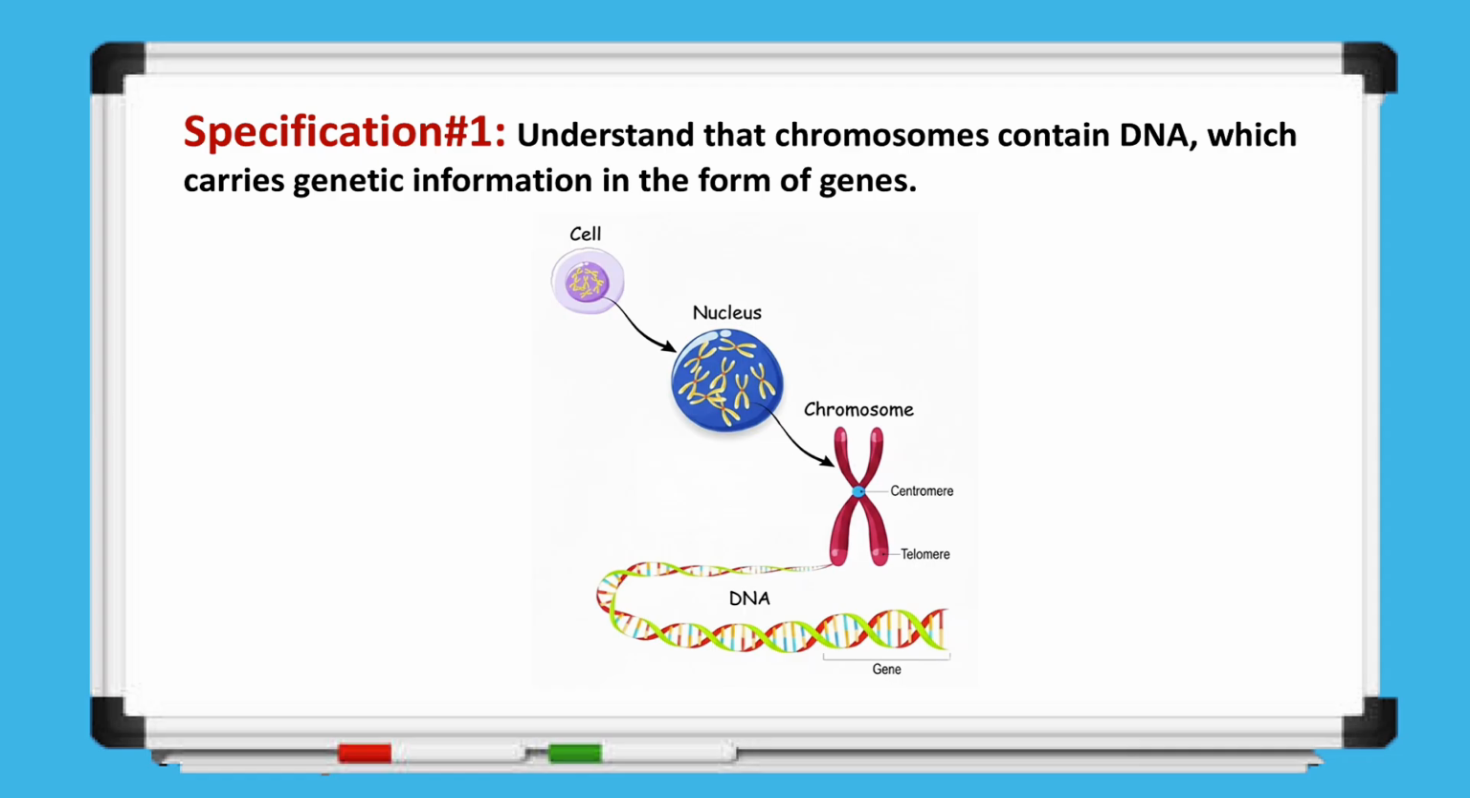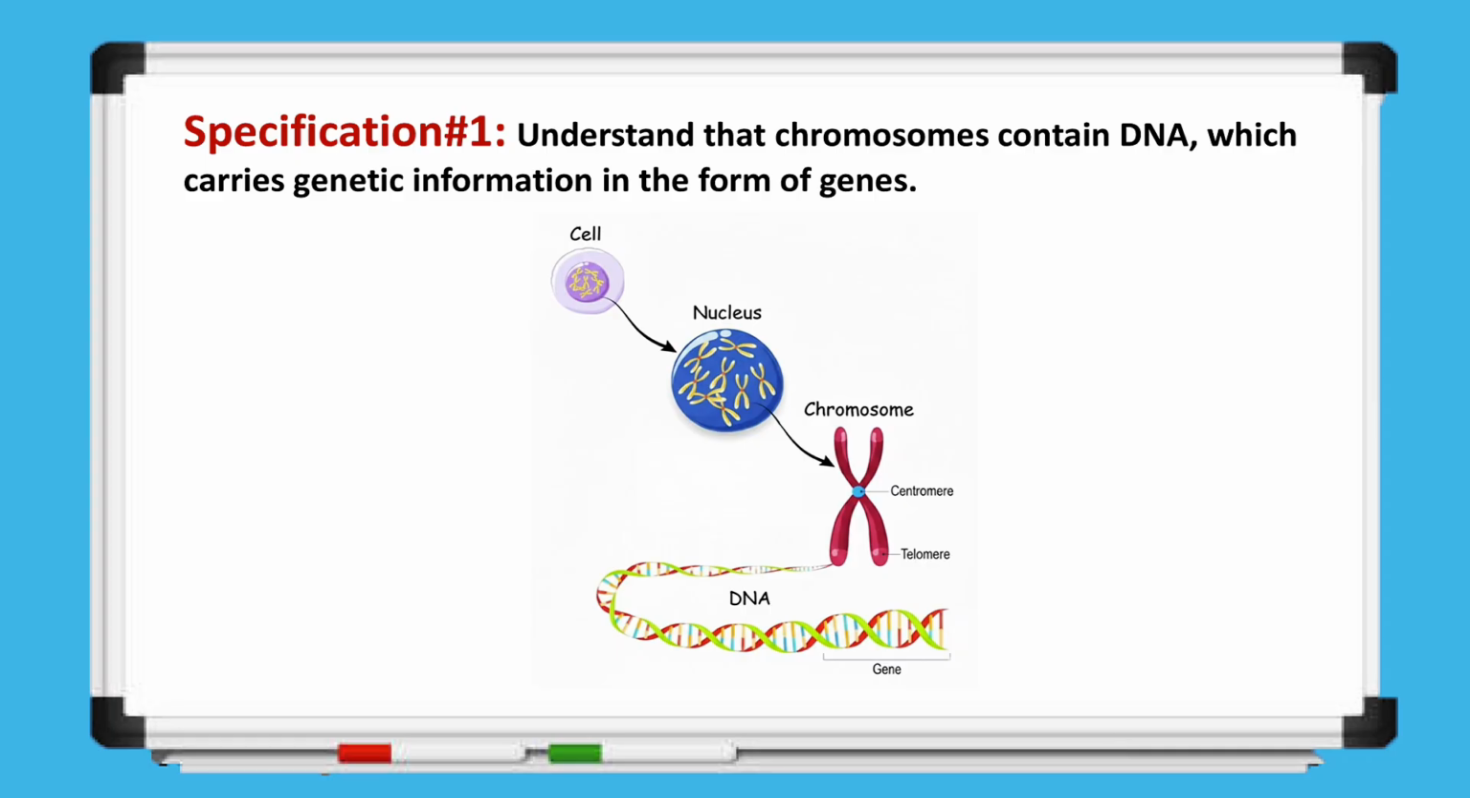So we begin with the first specification, which asks us to understand that chromosomes contain DNA, which carries genetic information in the form of genes. To understand this idea, we first need to look at the basic structure of a cell. Every living organism is made up of cells, and inside each cell there is an important structure called the nucleus. The nucleus acts like the control center of the cell because it contains the information that controls how the cell functions and develops. Inside the nucleus we find thread-like structures known as chromosomes. These chromosomes are very important because they contain DNA, which holds the genetic information of an organism.